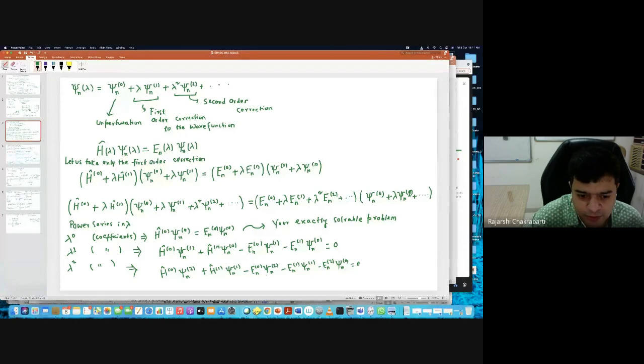Are you convinced that I should go there, here, and look into this? Because this lambda square means the second order, no? Lambda to the power 1 means first order. Lambda to the power 0 means zero order, which is the unperturbed, exactly solvable model. Now this is this equation. I'm going to write it again.